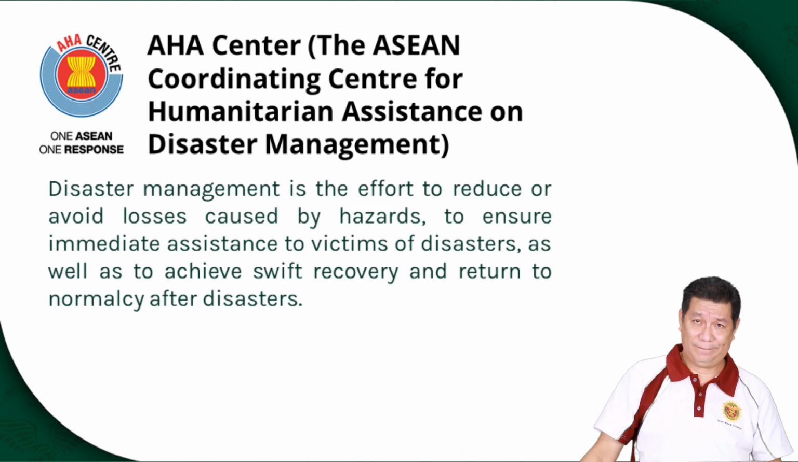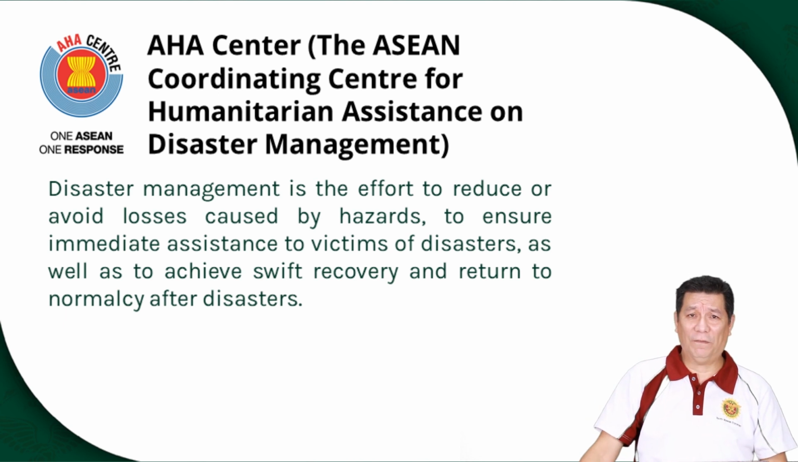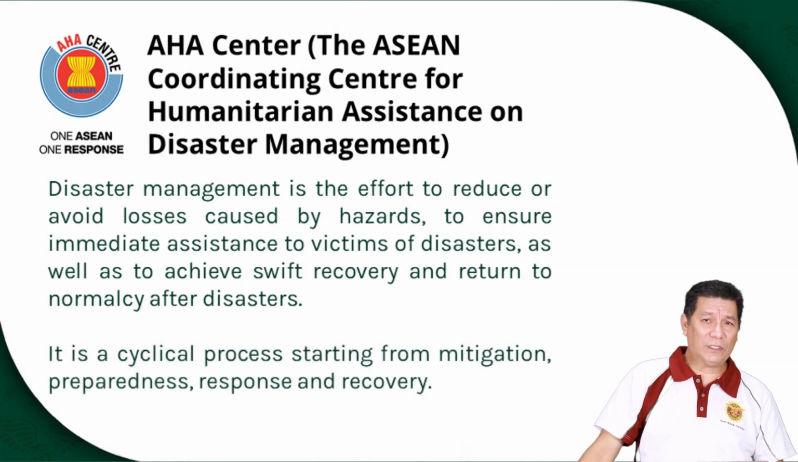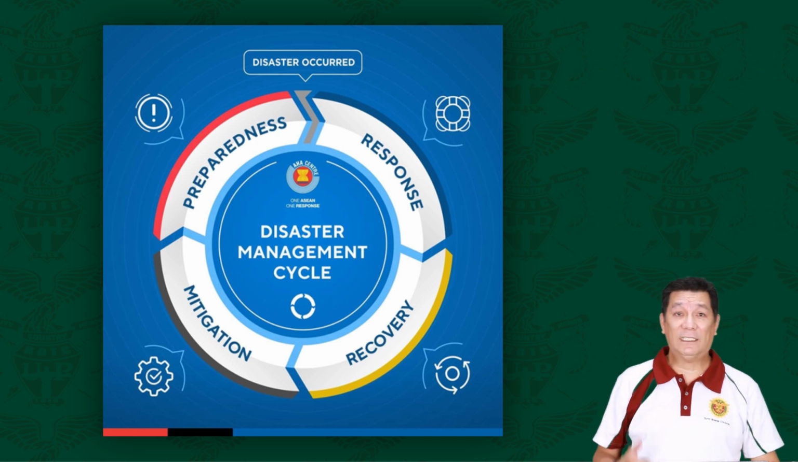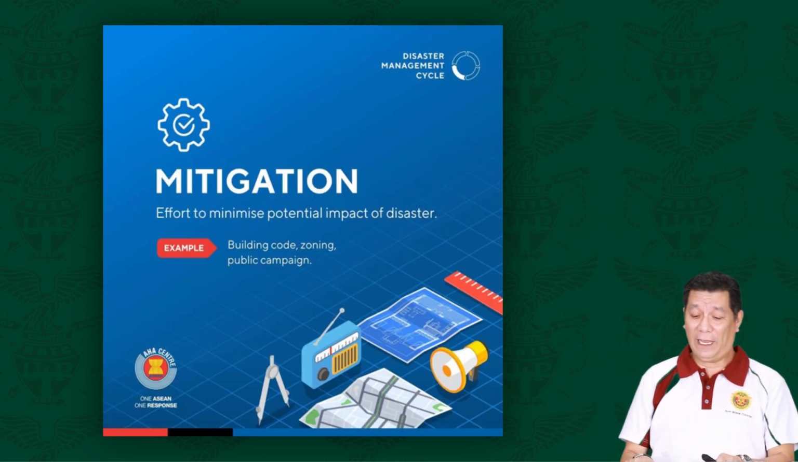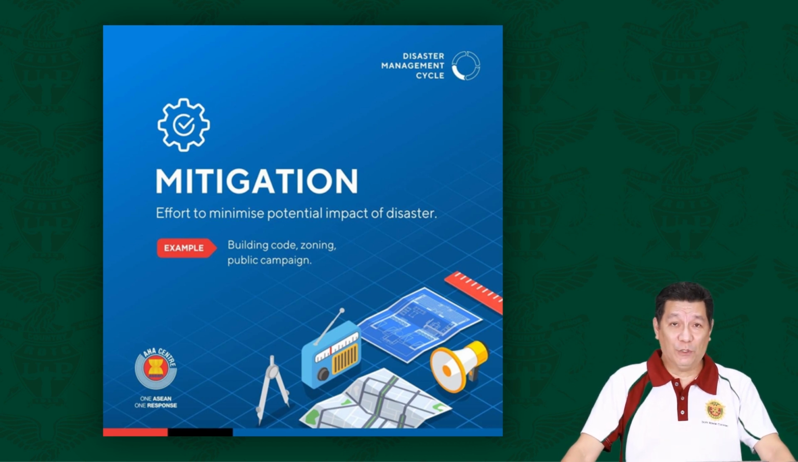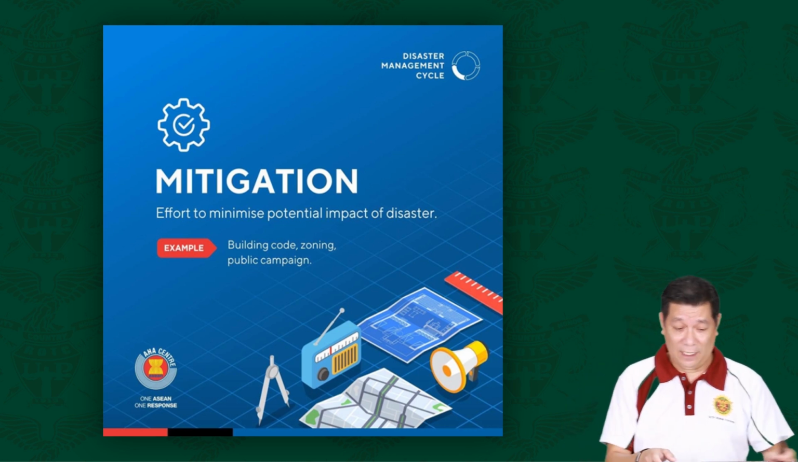What is disaster management? It is the effort to reduce or avoid losses caused by hazards, to ensure immediate assistance to victims of disaster, as well as to achieve swift recovery and return to normalcy after a disaster. It is a cyclical process starting from mitigation, preparedness, response, and recovery. Under mitigation, this is the effort to minimize the potential impact of disaster. And what is mitigation? It is building up on codes, zoning, public campaign. I'm sure you all know the Philippines weather or public storm signal is part of a mitigation process. We shall discuss that in a while.